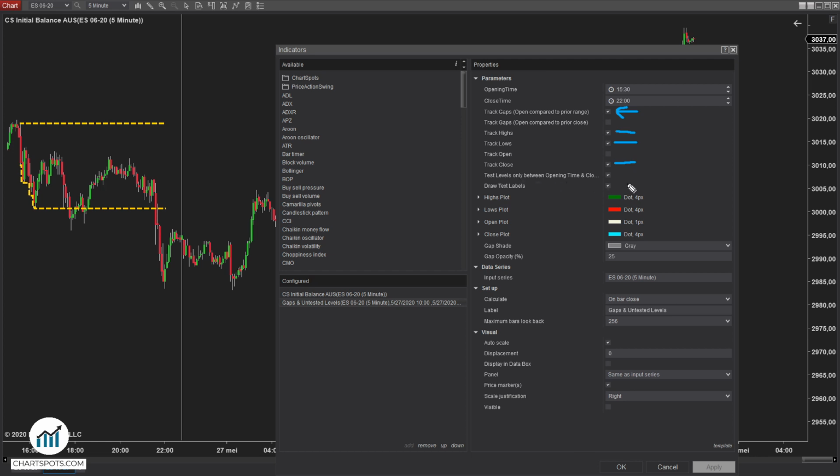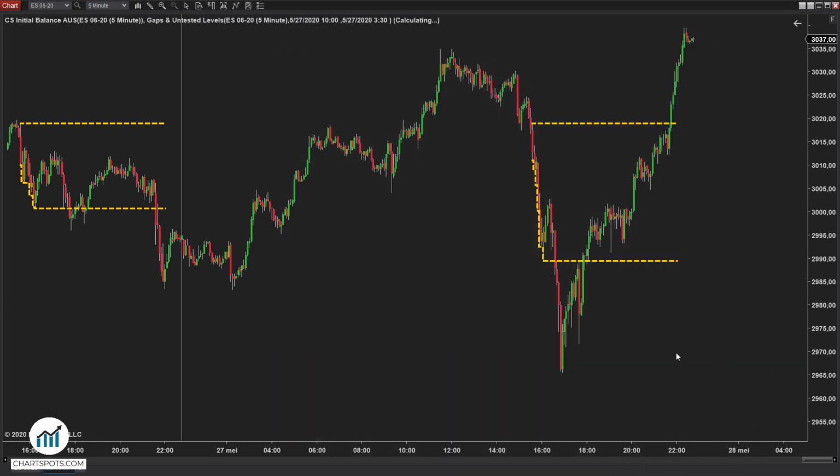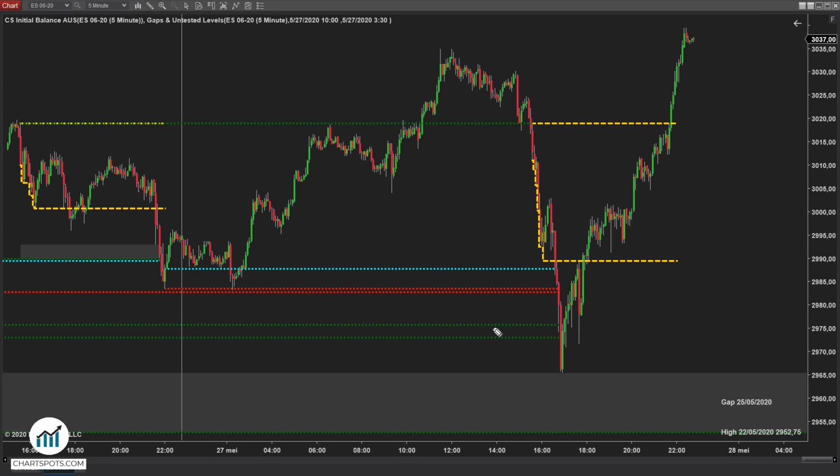Since we're using a 24-hour chart, I've also enabled this option here, which basically means when a gap is created or a high, a low or a close is tracked from a prior session, those lines will only be invalidated if they are tested during this time frame as well. So let's activate this one, and it's calculating. There it is.